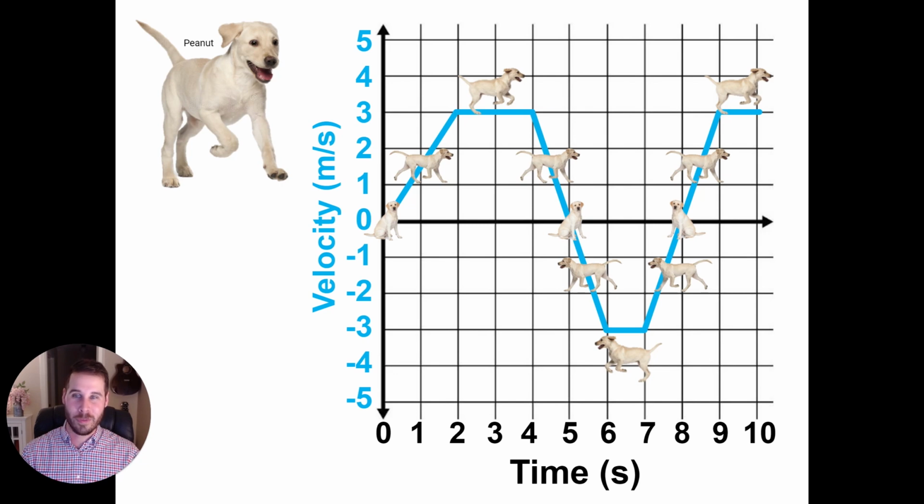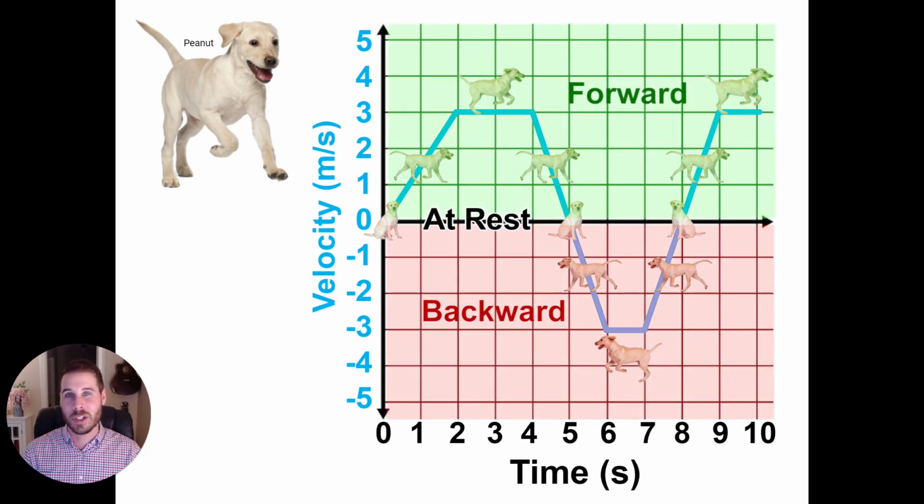So that's the story of Peanut the puppy. And a question you could ask about a VT graph like this, and notice that this is a VT graph, it's not a DT graph. This graph did not describe where he was, it describes how fast he was moving. And you can see from the little pictures which direction he was facing as a helpful guide.